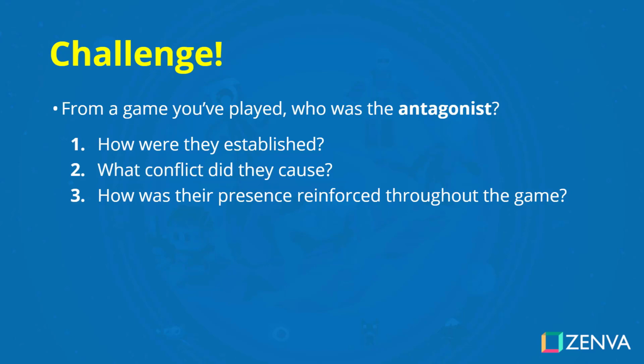And finally, how was their presence reinforced throughout the game? Okay, most games will have an establishment of the antagonist, and then at the end of the game, they will have sort of the final stand or the final battle of the antagonist to defeat them. But between that start of the game and the end of the game, how was this antagonist reestablished? How were their motives? How were their plans basically laid out to the player? You know, how did the player know constantly throughout the game that the antagonist is still a presence in the game world? Okay, so have a go at that, and thank you for watching.